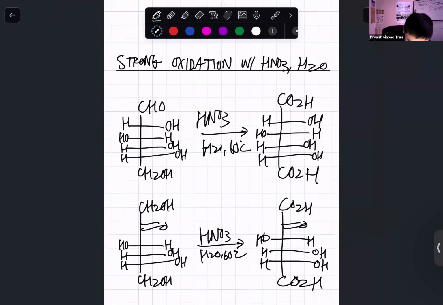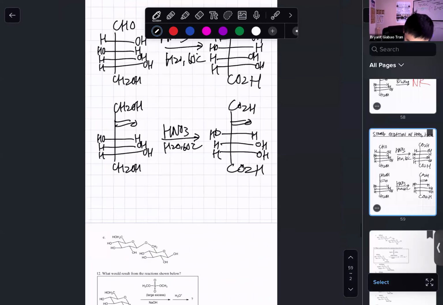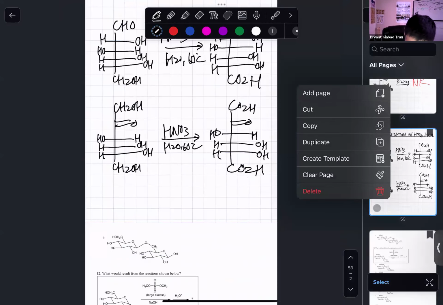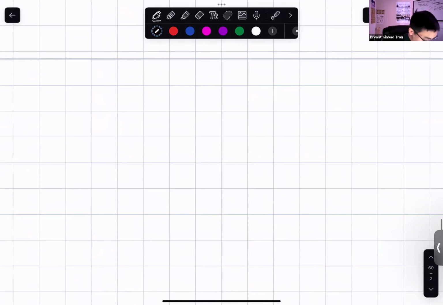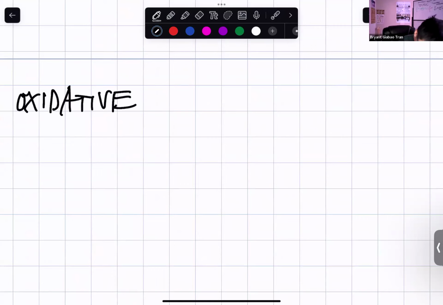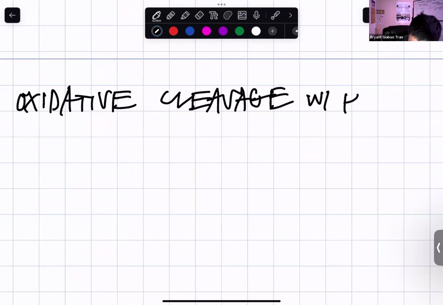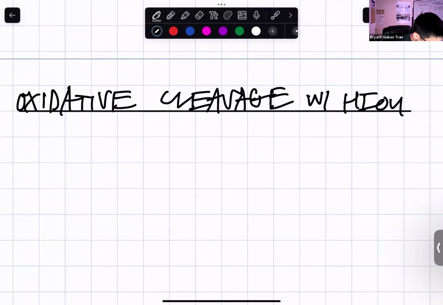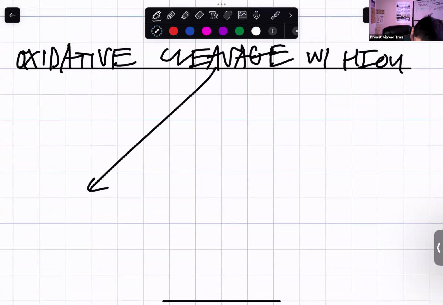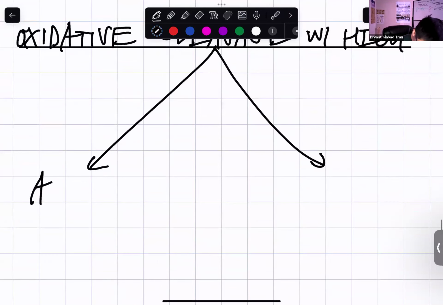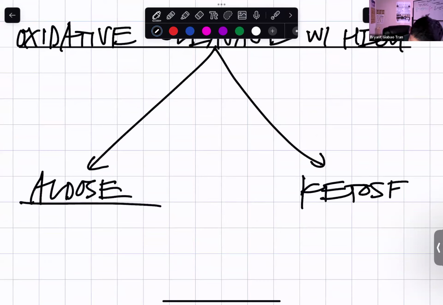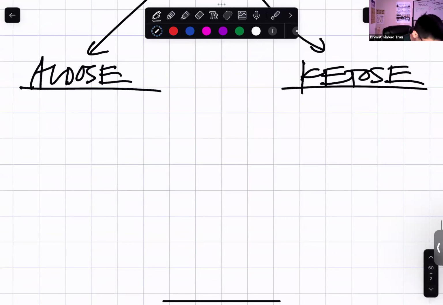Okay. So I'll summarize these reagents at the end. I know this is like a lot of reagents, but I will summarize it at the end for you guys. So the last oxidizing agent I want you guys to know is oxidative cleavage with HIO4, which is the hardest one to think about. Cleavage in terms of the oxidation reactions, HIO4. So there's two different reactions here, aldose and ketose. And I'm going to show you the qualitative and quantitative product.